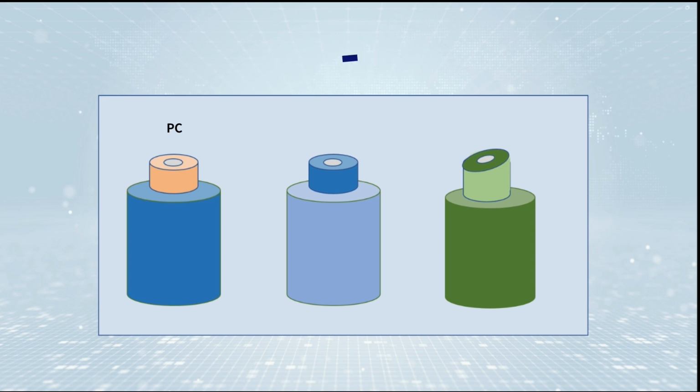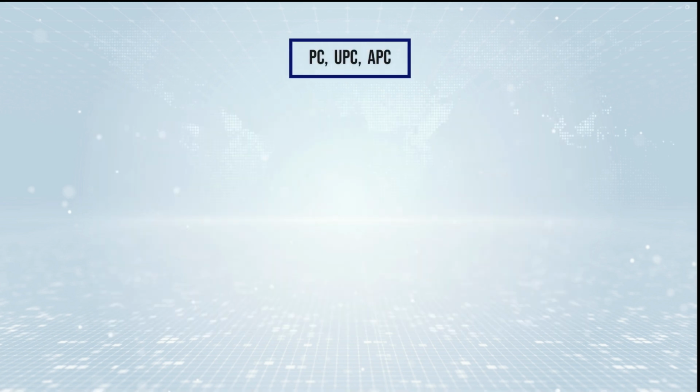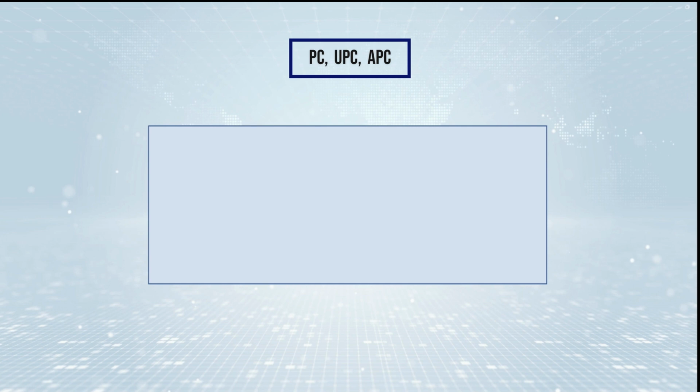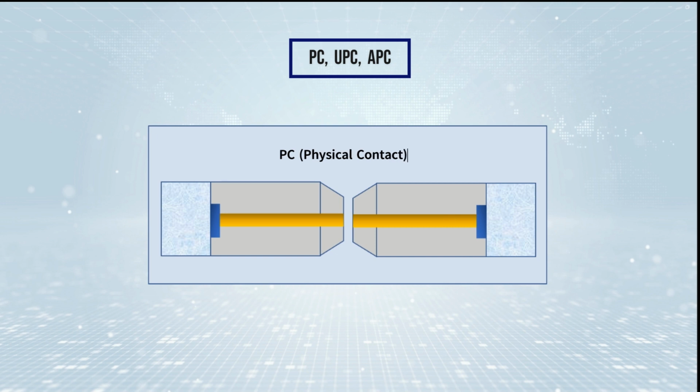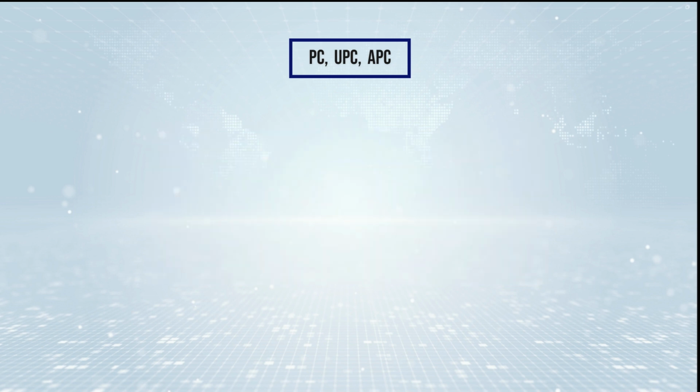8 degrees. The two end faces of PC connectors are polished to be slightly curved or microspherical, and the fiber core is at the highest point of the bending. This eliminates the air gap and forces the fibers into physical contact.